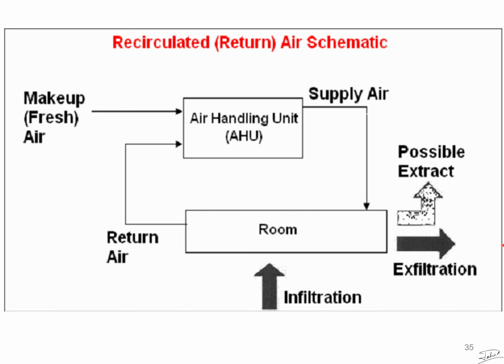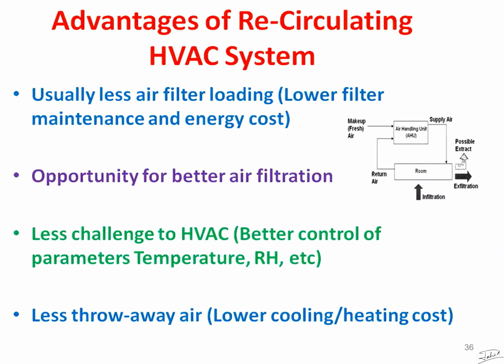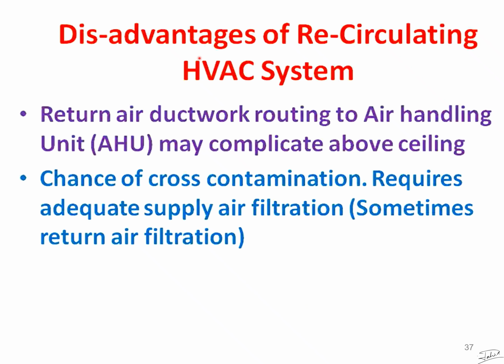So we can see here infiltration and exfiltration. Air is coming in and air is going out for different reasons, but we are using the return air. So you can easily understand what the advantage would be. The advantages would be the disadvantages of once through: usually less air filter loading, and opportunity for better air filtration because air is conditioned already. Less challenge to HVAC, for example, better control of parameters like temperature, relative humidity, airborne particles. Okay, less waste air.